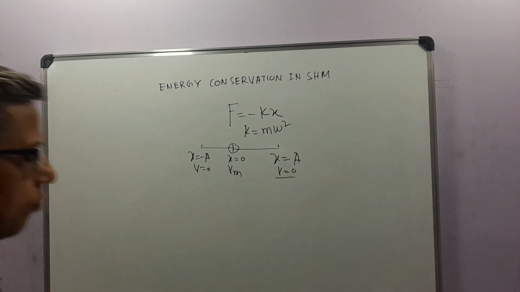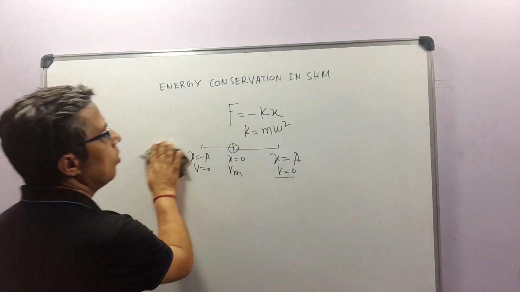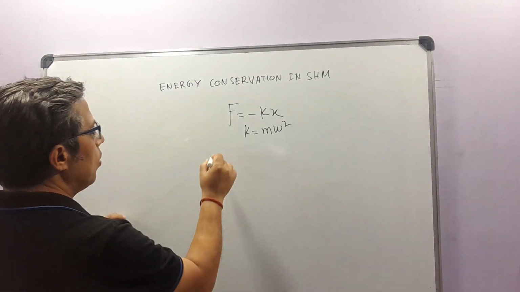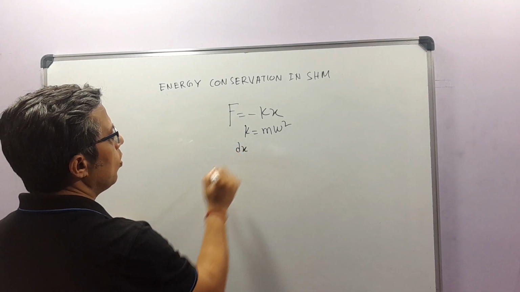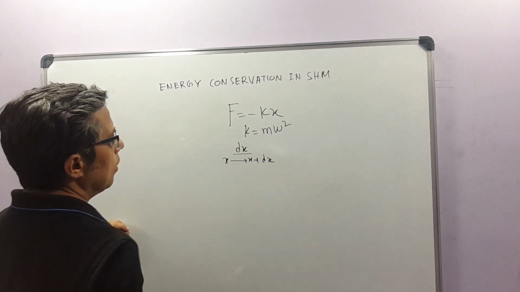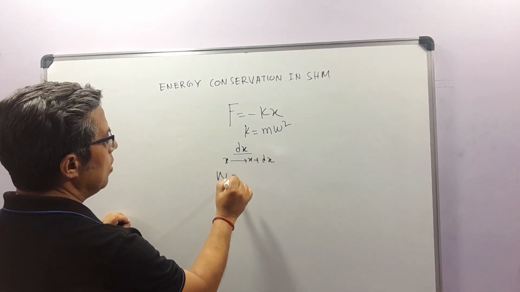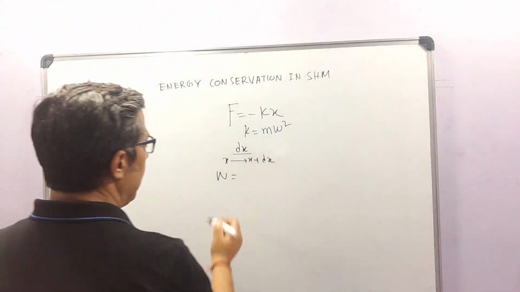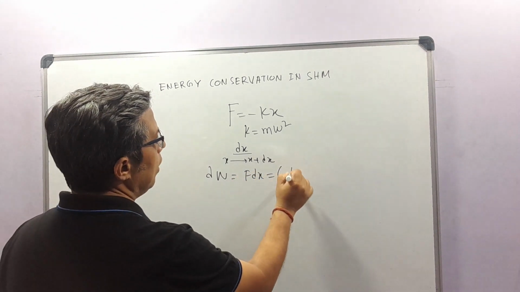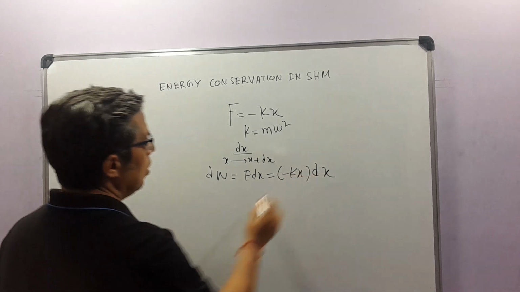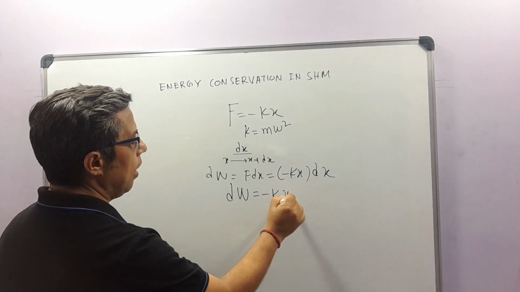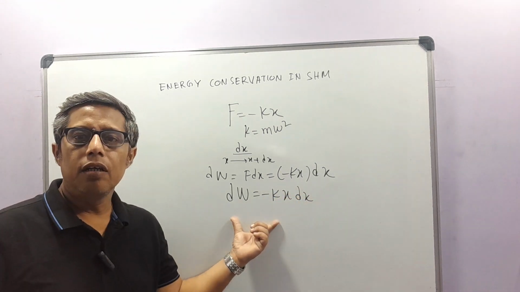Then first of all, let's find the work done for a displacement of dx. So we are calculating the work done for the dx displacement of the particle from x to x plus dx. So dW is equal to F dx. F is equal to minus kx, so dW is equal to minus kx dx.